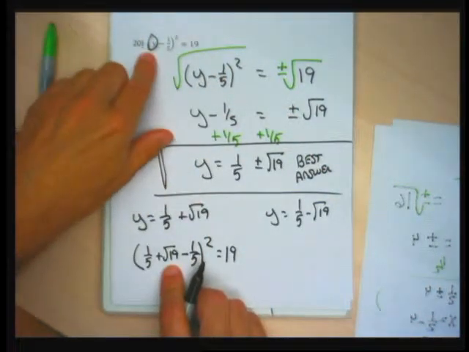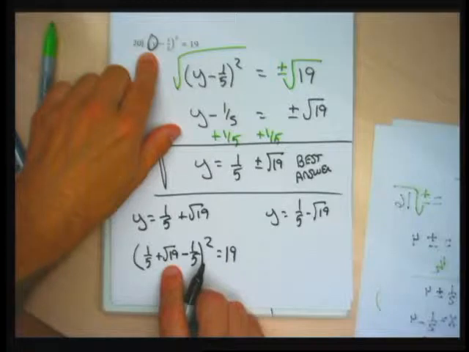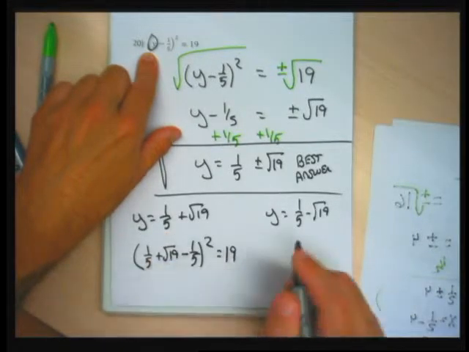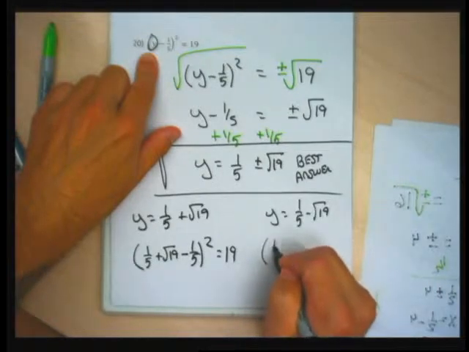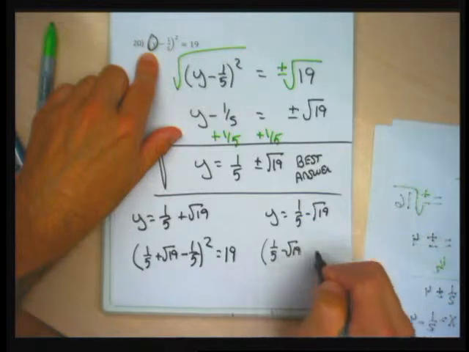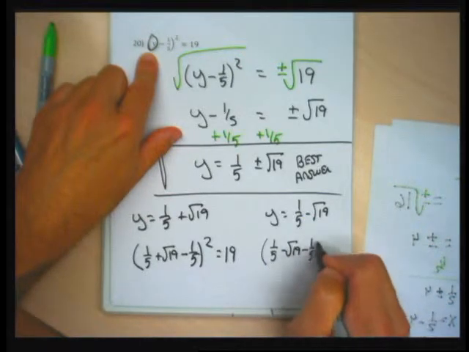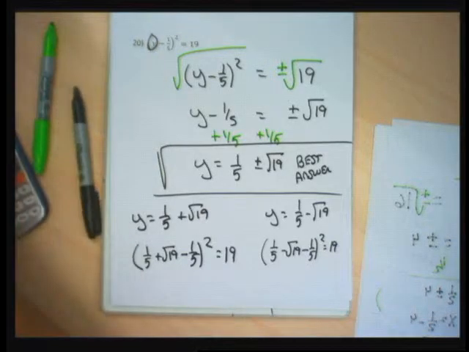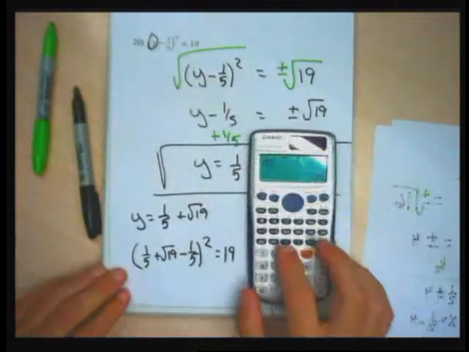And because that y doesn't have a multiplication associated with it or an exponent, I don't really need to put the ugly answer in parentheses. And for the other one, I'm going to go: is 1/5 minus the square root of 19 minus 1/5, squared, equal to 19? So I'm going to check both of them because I can.